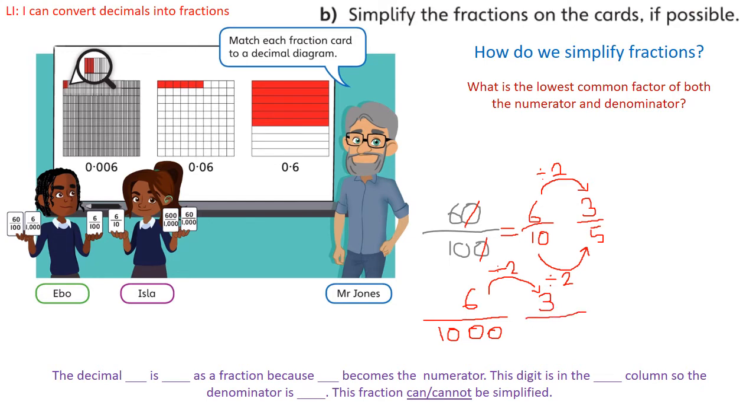What I do to the numerator, I do to the denominator. So I'm also going to divide 1,000 by 2. What's 1,000 divided by 2? Well, 10 divided by 2 is 5. 0 divided by 2 is 0, and another 0 divided by 2 is 0. So my answer is going to be 3/500ths. Can I divide that by anything else?